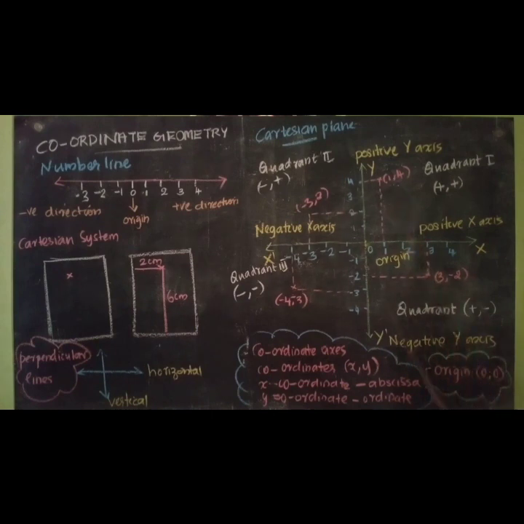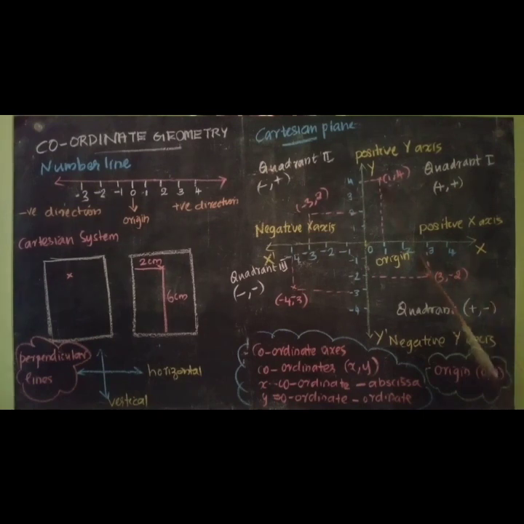This x axis and y axis together are known as coordinate axes, and each point is known by its coordinates. First point is x coordinate, or in other words abscissa. Second point is y coordinate or ordinate. The coordinates of origin are 0, 0. X coordinate of origin is 0. Y coordinate of origin is also 0.